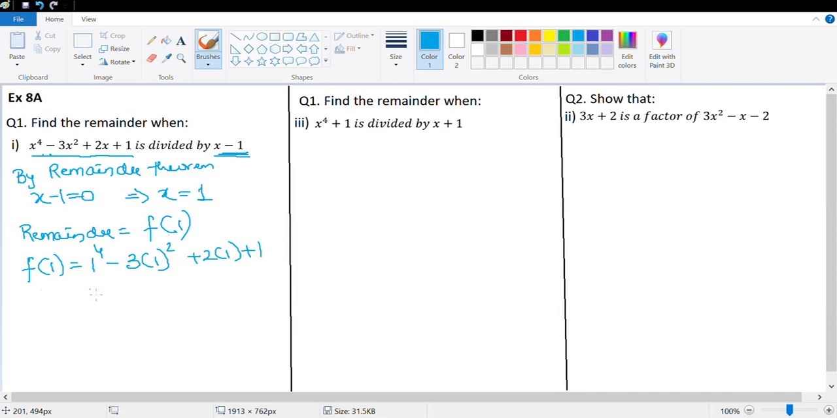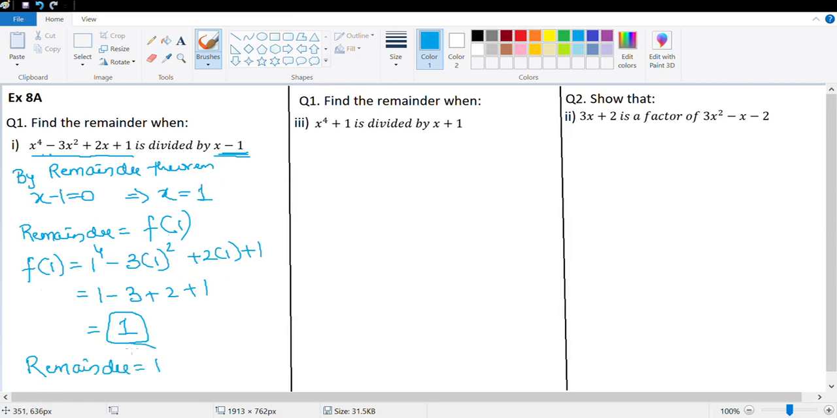This is 1 minus 3 plus 2 plus 1. This is equal to 1. So if you divide x to the power 4 minus 3x squared plus 2x plus 1 by x minus 1, my remainder will be 1. Therefore, remainder is equal to 1.